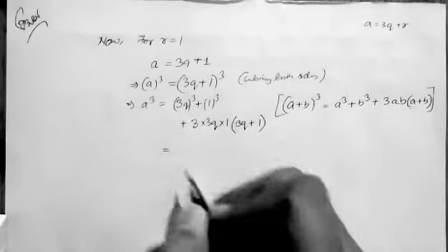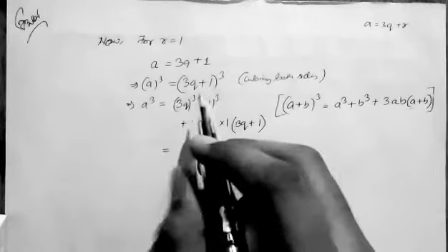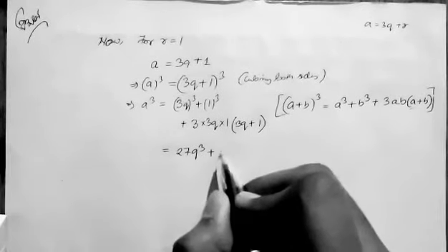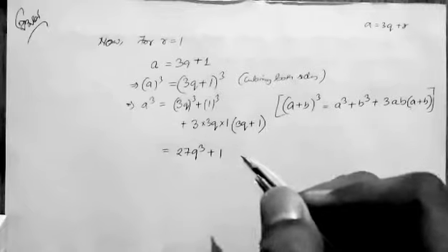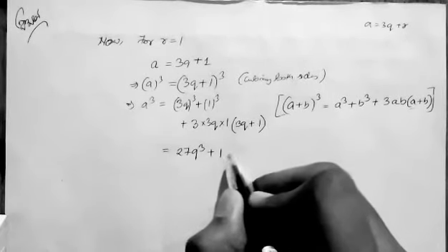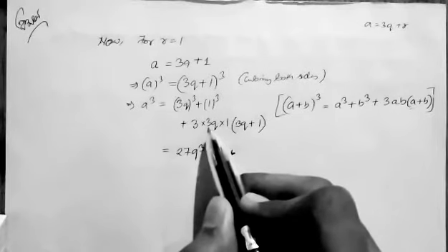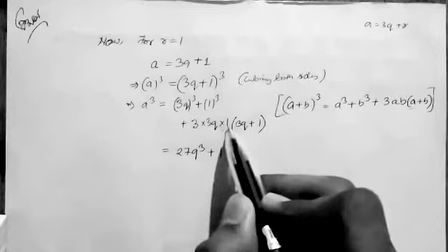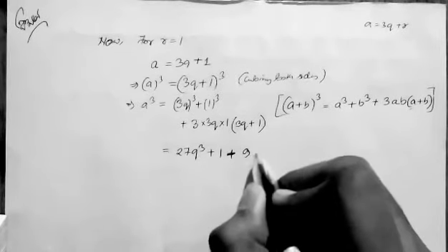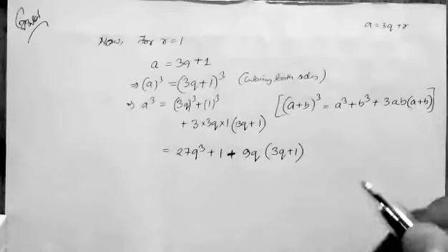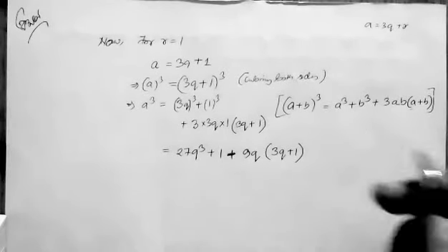So just simplify it more. 3 cube, you know the value of 3 cube, it is 27. 27q cube plus 1 cube is 1, right? 1 into 1 into 1, it is 1. Sorry, plus now 3 into 3q whole square, 3 into 3 is 9. It is 9q square. 9q square into 1, it is 9q square. In the bracket, you can write 3q plus 1. Okay, so you have got this.